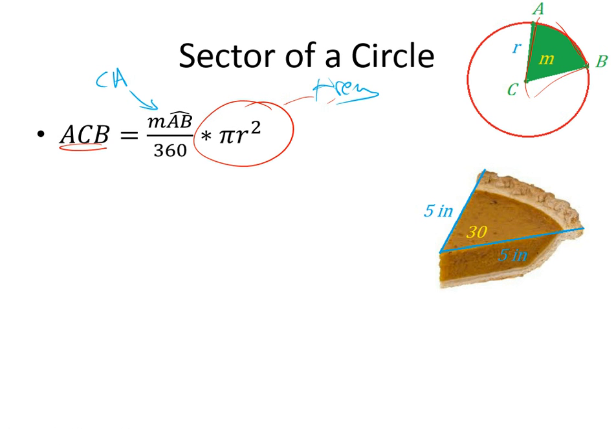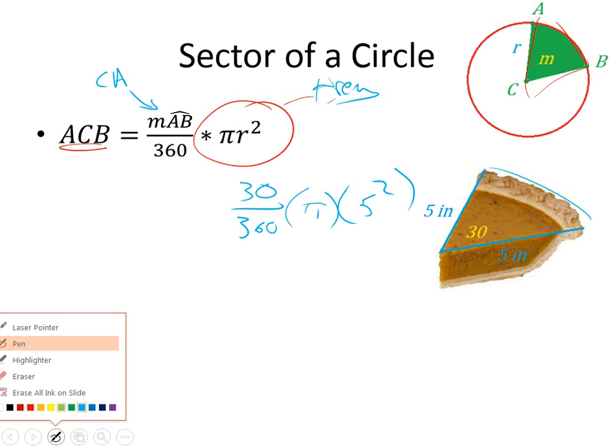Okay. So if we look here, we've got this pumpkin pie, delicious pumpkin pie. Let's say each side is about 5 inches, and the slice is about 30 degrees. So if we plug it into our formula, we're going to have 30 over 360, because that's the central angle, which is also the arc measure, and then we're going to multiply that by pi times 5 squared. Okay, and that's going to tell us basically the top area of this piece of pie.